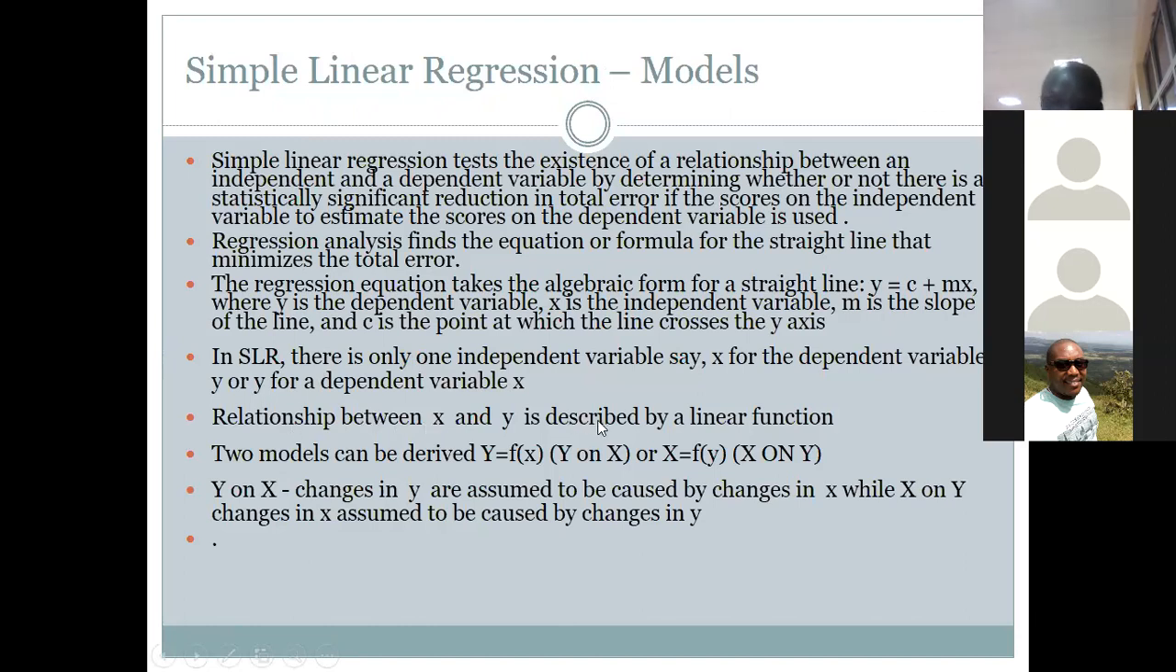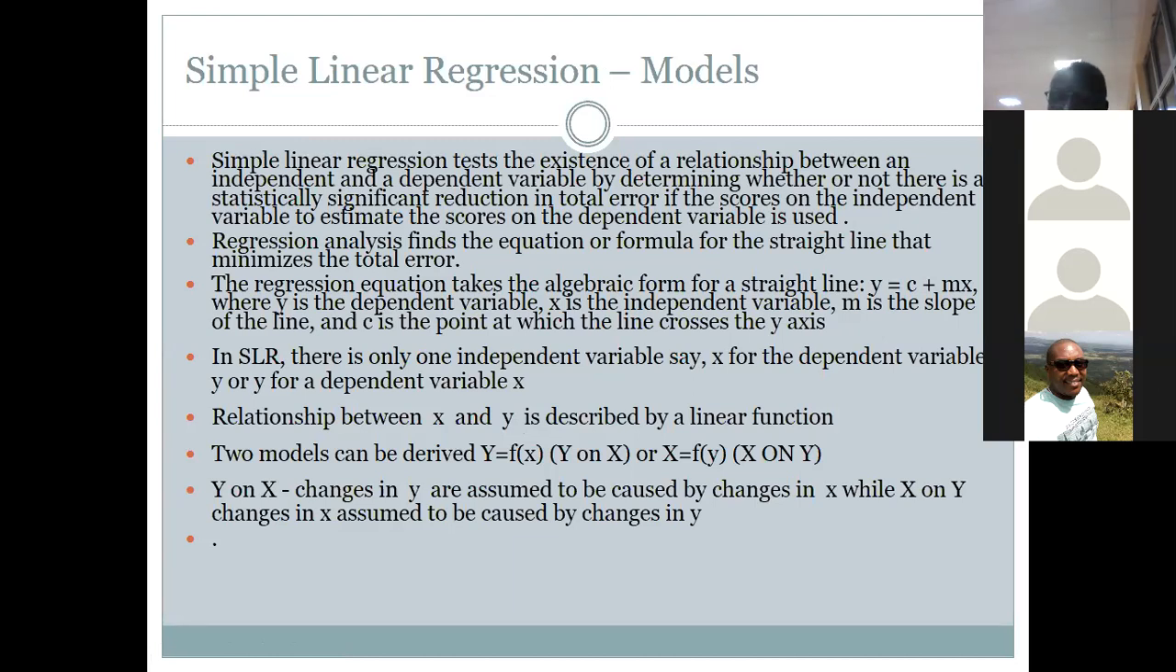Relationship between X and Y. Suppose you have Y and X as the variables, where X is independent and Y is dependent. Listen to this very clearly: you cannot use one model to predict either of the two values. That you are given Y, you can predict X with the same model. You can't.